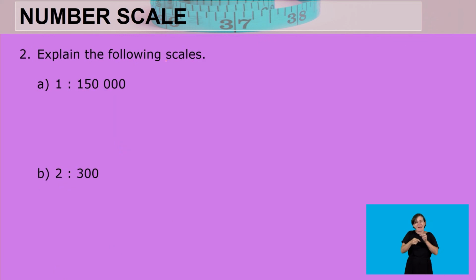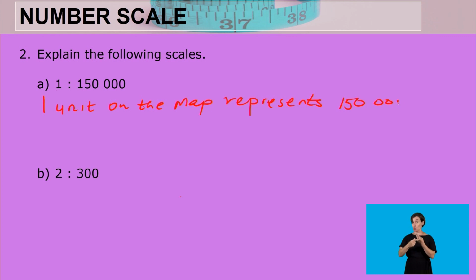Question 2, explain the following scale. So the moment it says explain the following scale, it means you must now write down the unit scale as a verbal scale. So 1:150,000. It means 1 unit on the map represents 150,000 units in reality. So that's how you explain a unit scale.